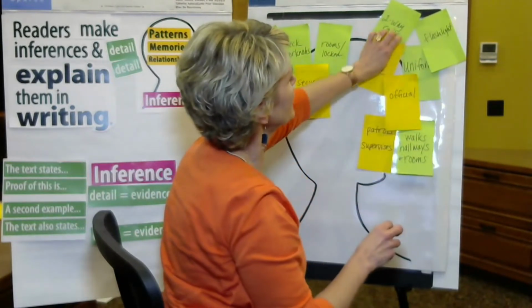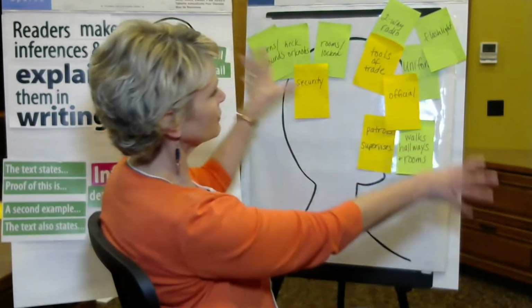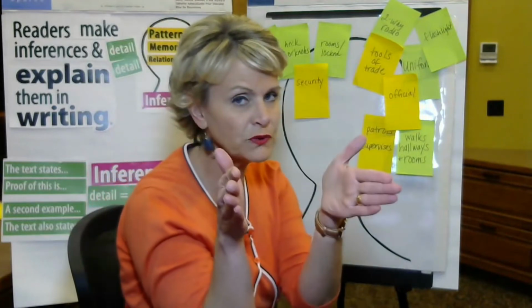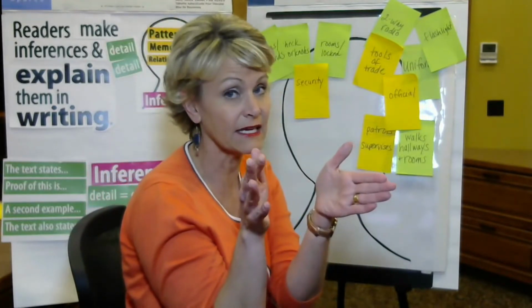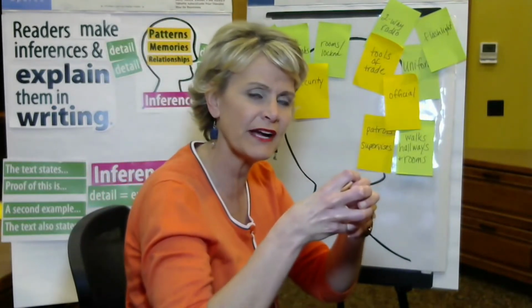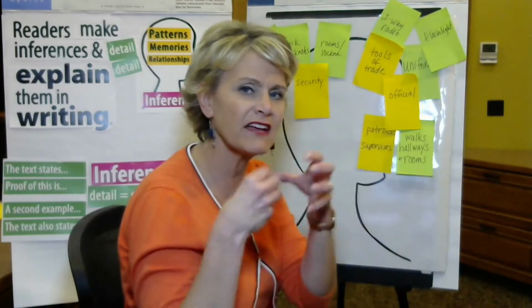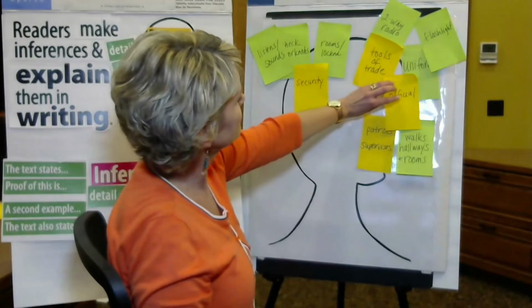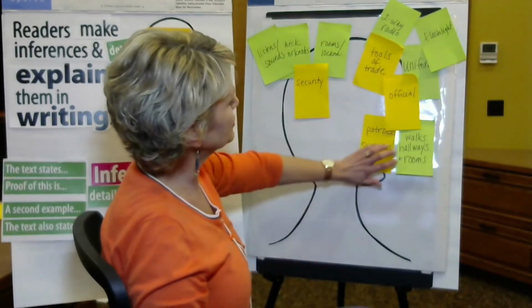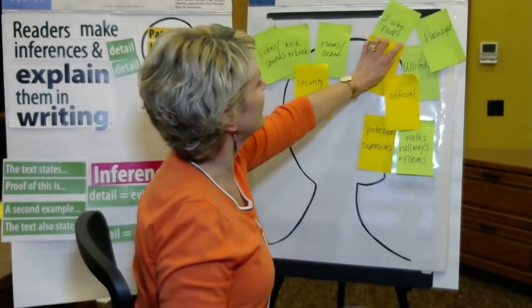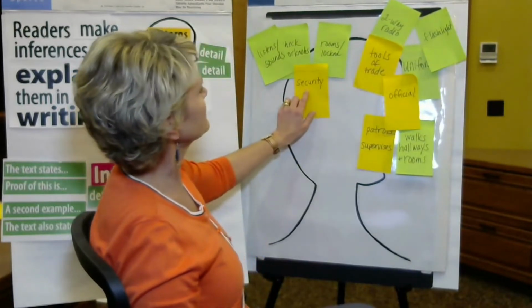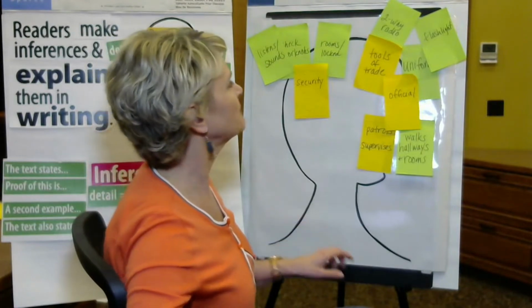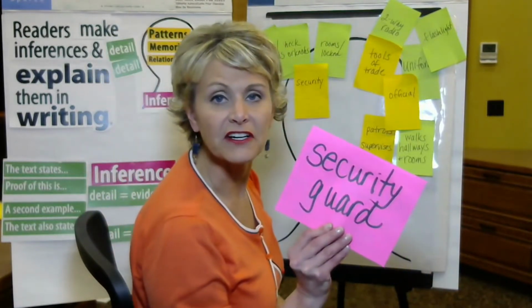Okay, so I've done the initial detail collection. I've made some groupings. Now I look only at the yellow, only at my thinking, and I try to answer the question based on the thoughts I've had. So he's an official of some kind who patrols and supervises, and his main focus is to make sure things are secure. So I'm thinking he's a security guard.